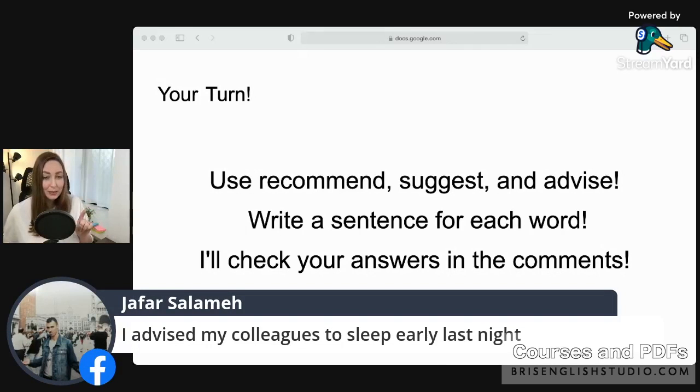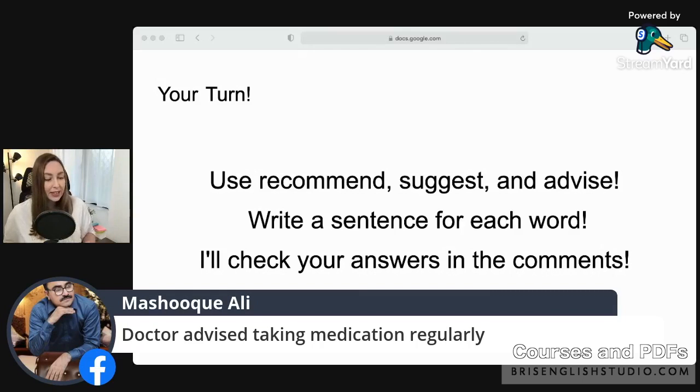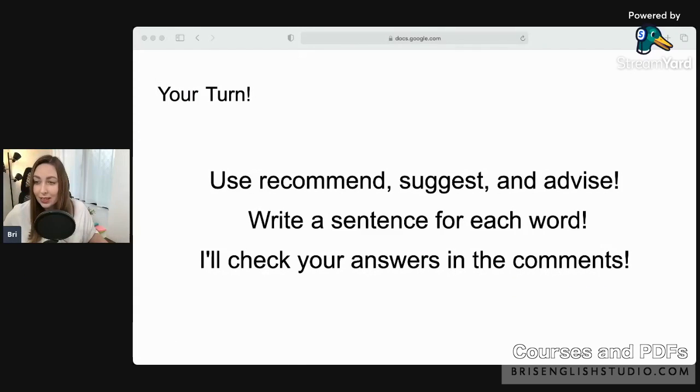I advised my colleagues to sleep early last night. Very good. Nice sentence. Good job. Oops, I pushed the wrong one. Okay. Doctor advised taking medication regularly. Okay, so you could write the doctor or my doctor. The doctor advised taking medication regularly. Very good. So taking medication, taking is a gerund. Perfect.